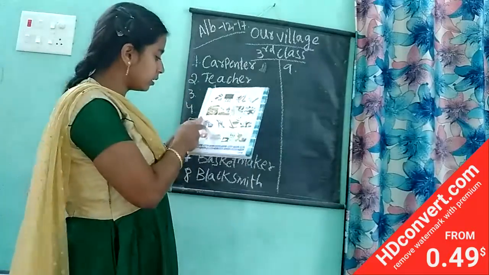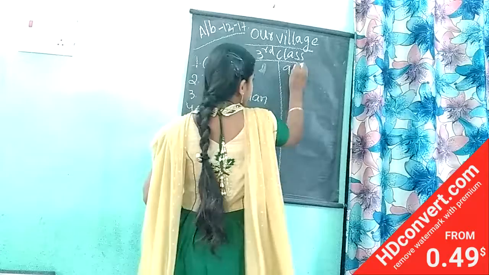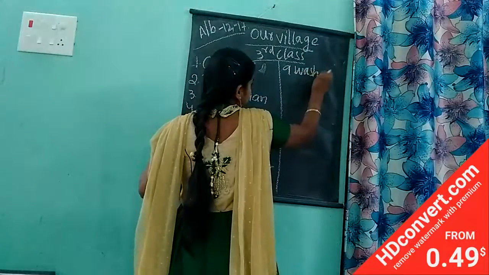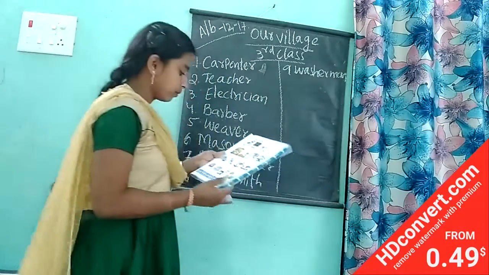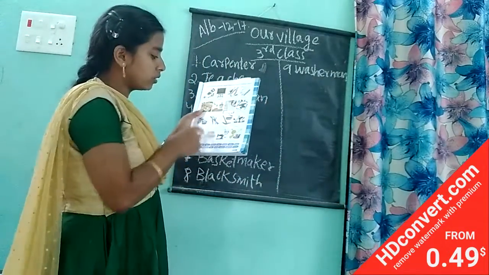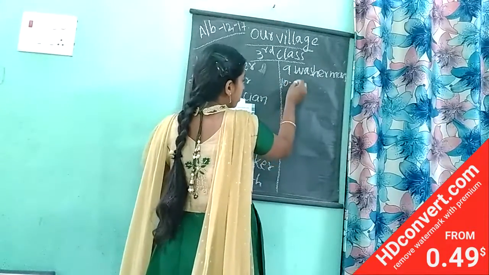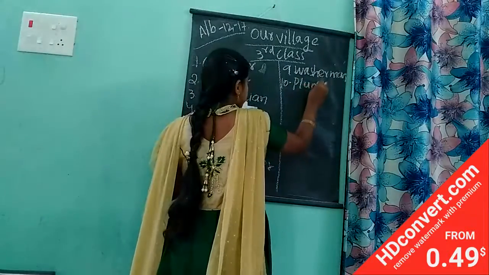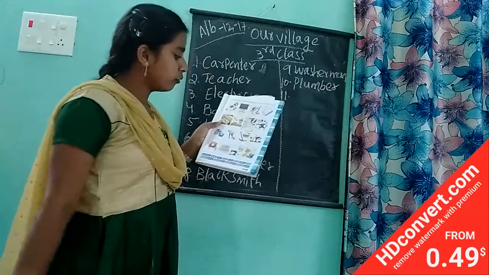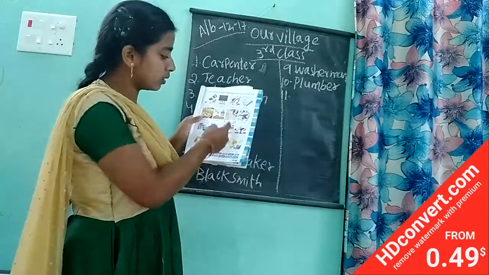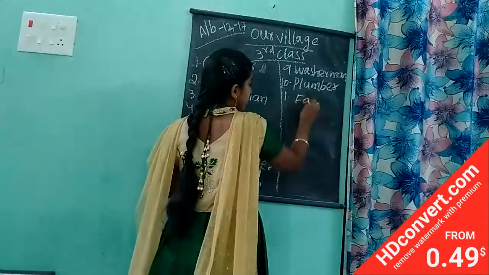Next, ninth one. If you see there is a tub, water and all the clothes, so that is a washerman. Washerman. And if you see these tools, by looking at the tools, they were used for repairing taps. So they are called a plumber. And the 11th one, if you see the basket and the plow and this sickle, by looking at the picture, we can say it is a farmer.